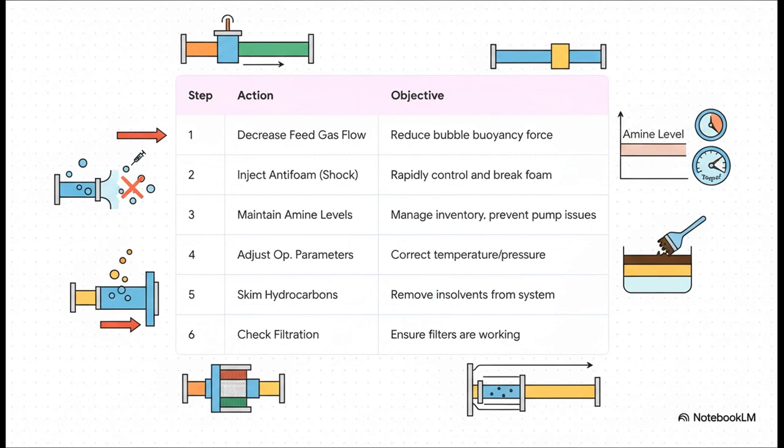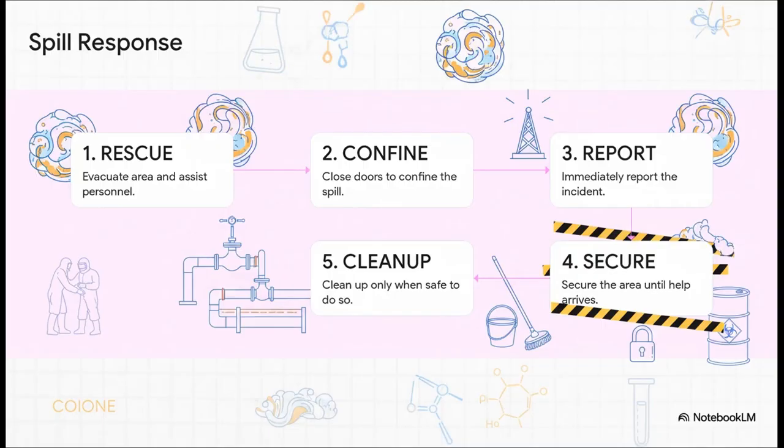Then, it's all about stabilizing the ship. Watch your amine levels to protect your pumps, double-check all your operating parameters, physically skim any visible hydrocarbons out, and make sure your filters aren't clogged or bypassed. And in a worst-case scenario where foam actually carries over and creates a spill, this whole response is guided by a universal safety framework. You've probably seen it before. Rescue, confine, report, secure, and then clean up. The principles are always the same. Protect people first, contain the problem, and then communicate clearly and quickly to the control room and your response teams.